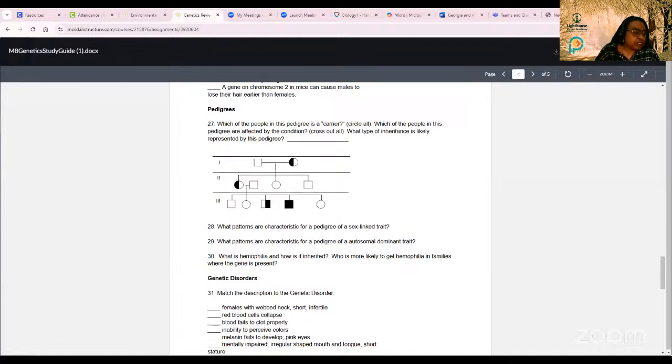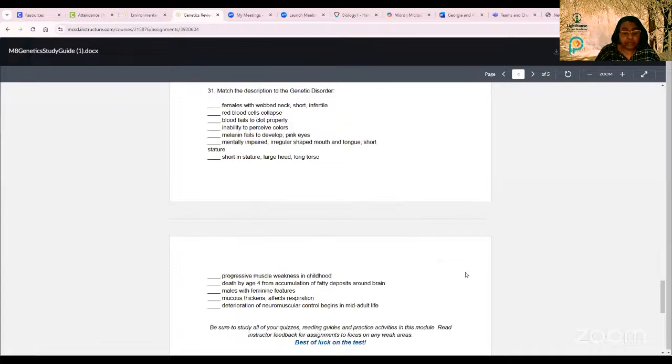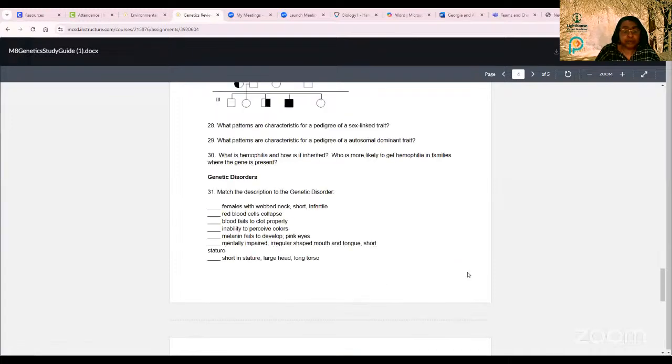Again, we are taking a unit test. We are finished with this unit on genetics, and we're going on to evolution next week. So we want to make sure that you answer all of the questions. This worksheet is very thorough. We covered a lot of material in this unit for genetics. So please, if there's anything that you don't understand, make sure that you ask.